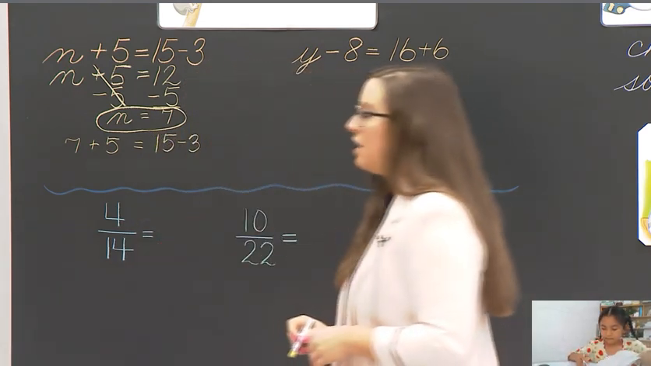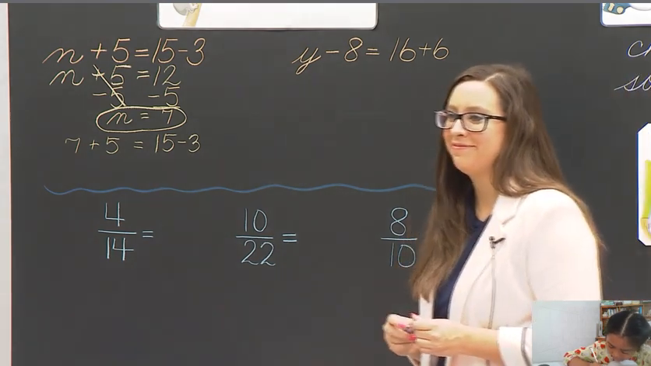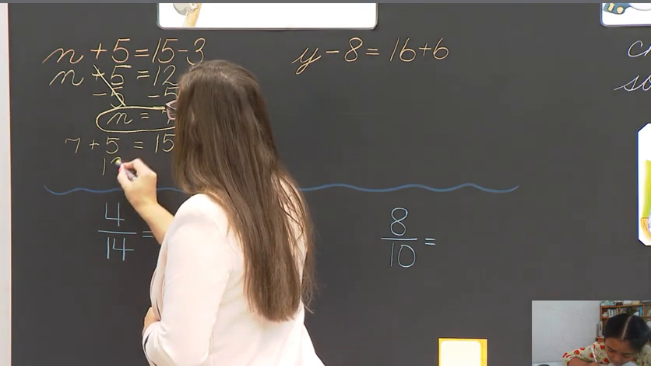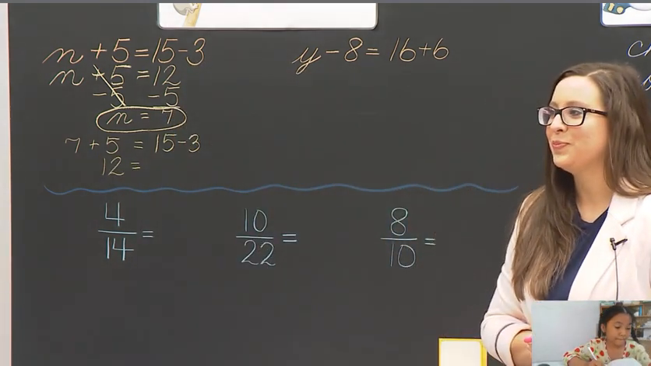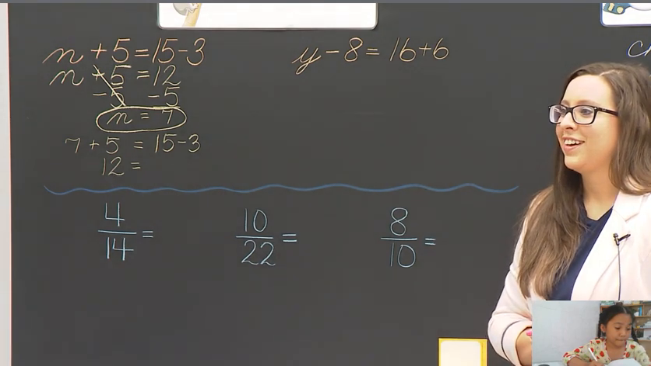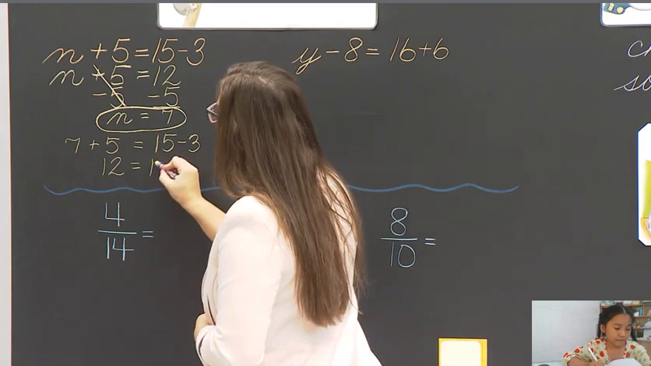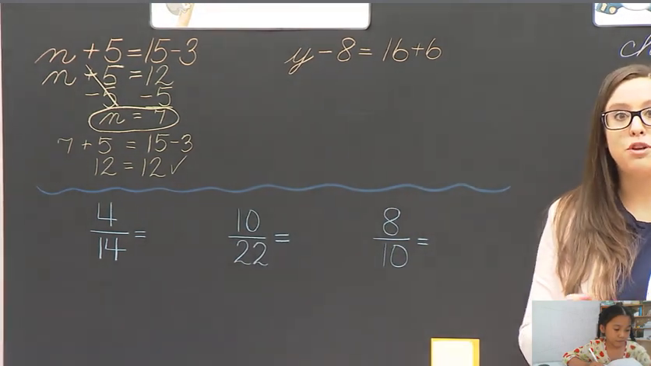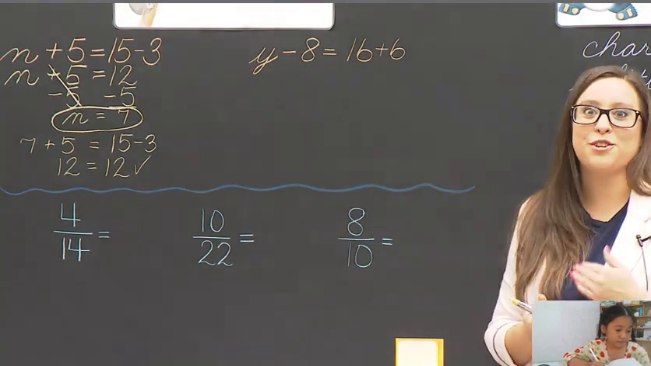Now, let's solve on the left. 7 plus 5 equals, Arthur? 12. 12. And then on the right-hand side, 15 minus 3 equals what? Gage? 12. 12 is right. So 12 equals 12. Always check that work to make sure you're accurate. 12 equals 12. Both of those numbers match. So we know that our answer, n equals 7, is the correct answer.